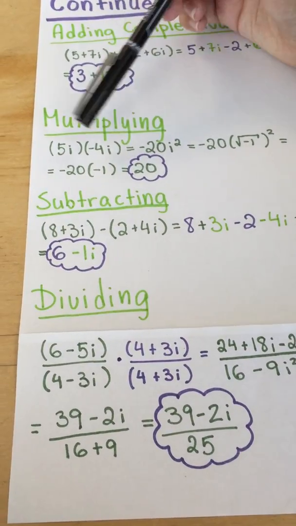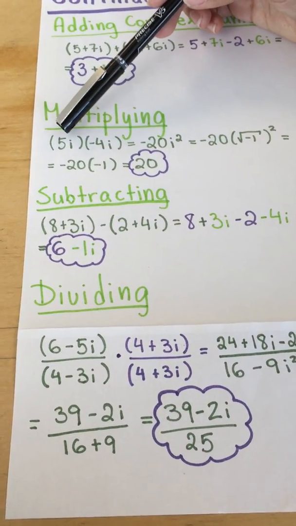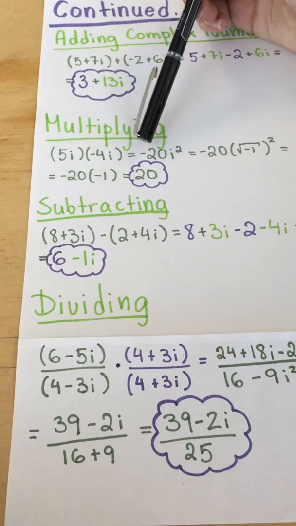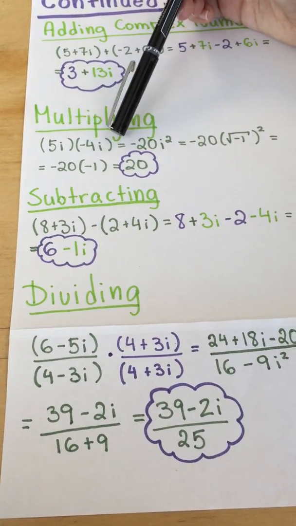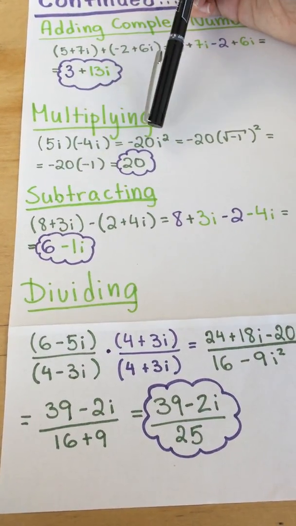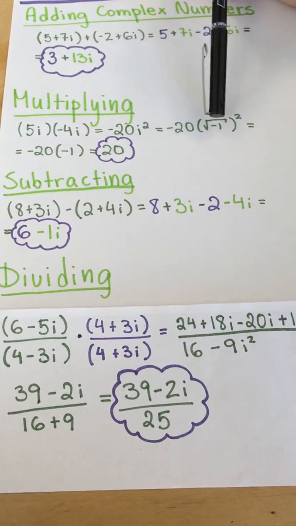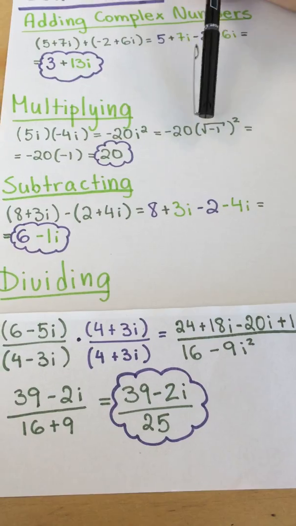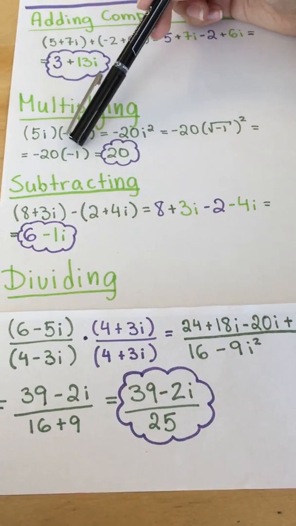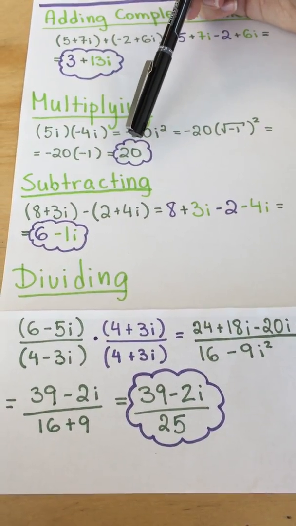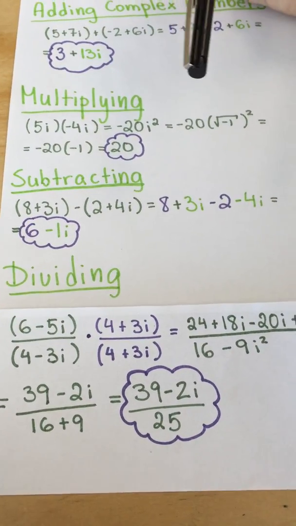Multiplying, you multiply regularly and FOIL. So 5i times negative 4i gets you negative 20i squared. So then you take i squared, which is the square root of negative 1 squared, which ultimately gives you negative 1. So you have negative 20 times negative 1, and your final answer is 20.